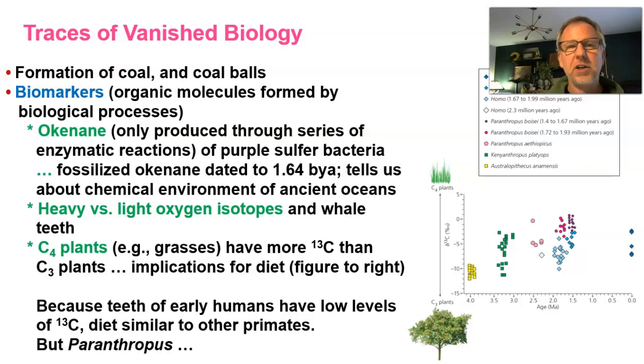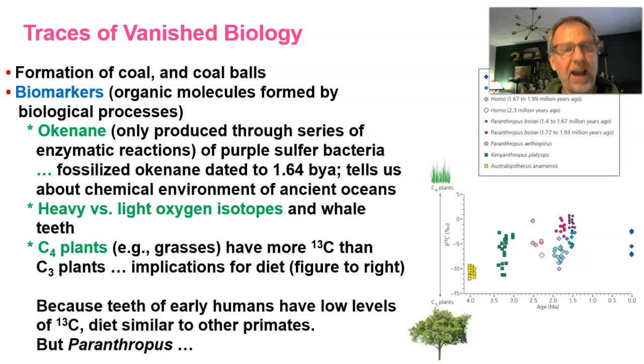Now, coal balls are little spherical structures that we occasionally find within coal that have fossilized parts of plants that are still in there, little stems and leaves. That's not a molecular kind of example, but an obscure place to find fossils for sure. Biomarkers, these are the organic molecules that I'm referring to. Organic molecules formed by biological processes. And by identifying these biomarkers, we can learn something about life in the past.